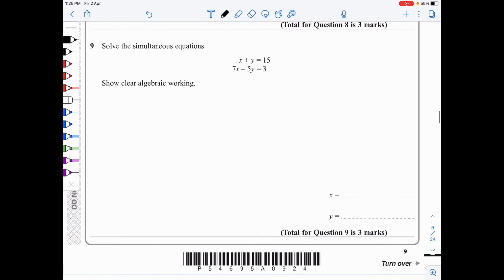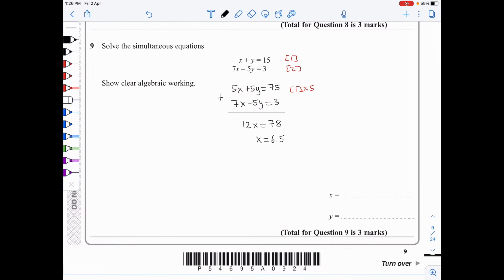In 9, we've got simultaneous equations. I could actually use elimination here. I will take the first one here and multiply it by 5, because that will give me 5y. So 5x plus 5y is 75. And then I've got 7x minus 5y is 3. So if I add them up, I get 12x is 78. So that allows me to determine the value of x, which turns out to be 6.5.